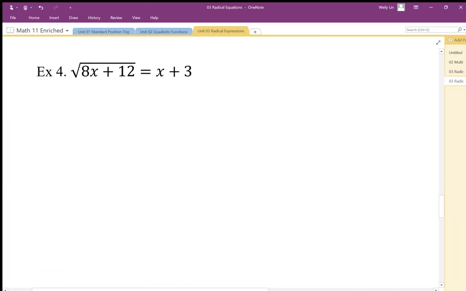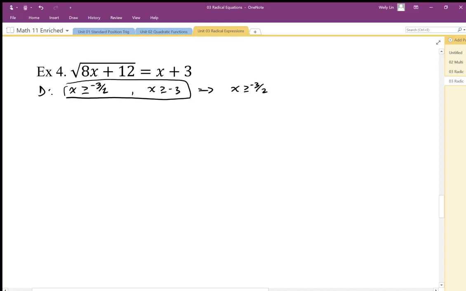Okay, so let's take a look at this one here. Again, we should state our domains. Okay, so our domain restrictions. We need to make sure that x is greater than or equal to negative 12 over 8. So let's simplify that to negative 3 over 2. And x must be greater than or equal to negative 3. So those two together is going to be x is greater than or equal to negative 3 over 2. Okay, so it's got to be bigger than negative 1.5. Okay, so there's my domain restriction.